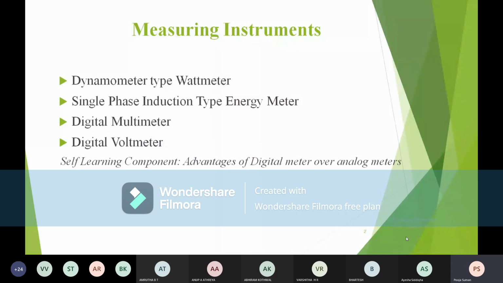So voltmeter is used to measure voltage, ammeter is used to measure current. Which instrument is used to measure power? Power measure ಮಾಡಕ್ಕೆ ಏನು ಯೂಸ್ ಮಾಡ್ತಾರೆ? Wattmeter. So the instrument used to measure power is called the wattmeter. So the first one is the dynamometer type of wattmeter. So this is a diagrammatic representation of a dynamometer type of wattmeter.